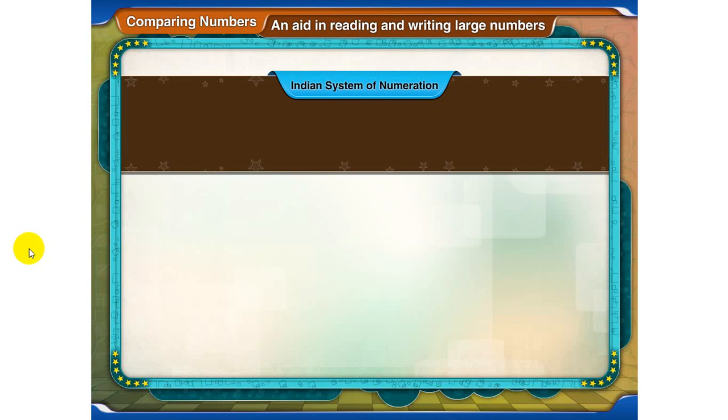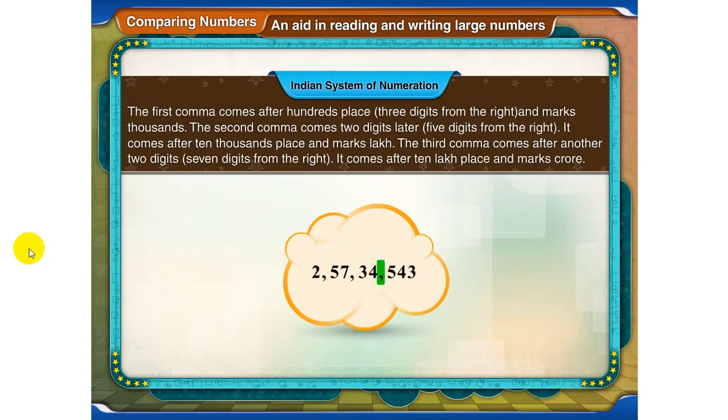Indian system of numeration. The first comma comes after hundreds place, that is, 3 digits from the right, and marks thousands. The second comma comes 2 digits later, that is, 5 digits from the right. It comes after 10,000s place and marks lakh. The third comma comes after another 2 digits, that is, 7 digits from the right. It comes after 10 lakhs place and marks crore.